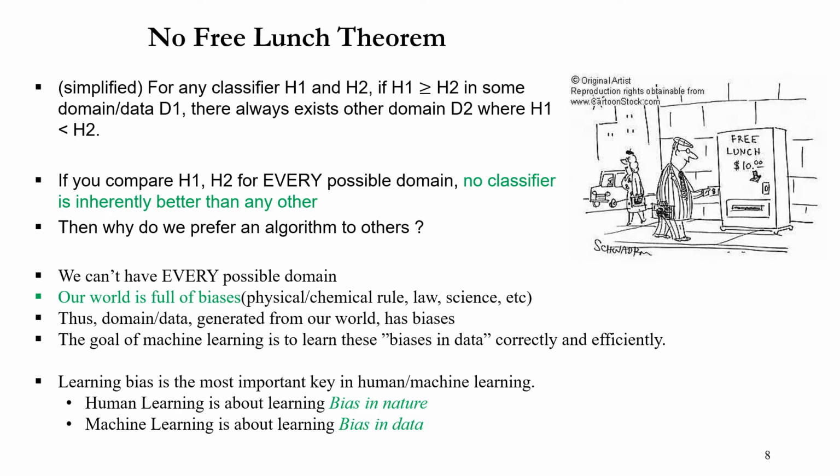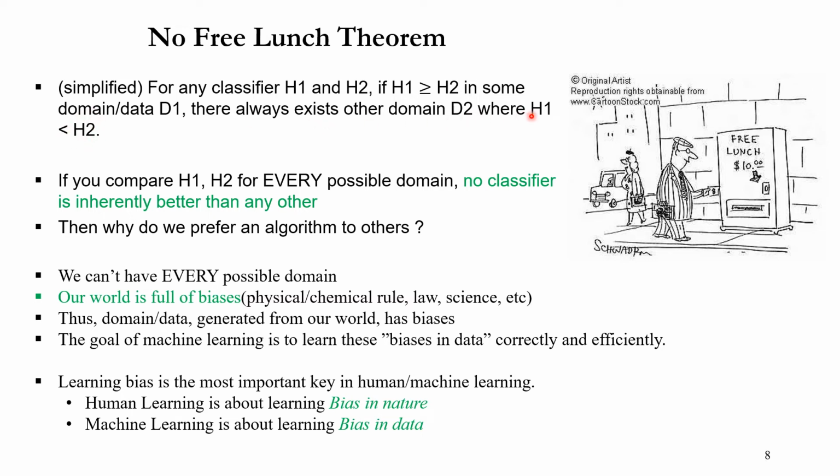There is an interesting theorem in machine learning called the no free lunch theorem. It goes like this. Suppose there are two classifiers H1 and H2. A classifier is a classification algorithm in machine learning. Let's say you have two arbitrary classifiers H1 and H2, and suppose H1 shows better performance than H2 in some domain D1. Domain is data. So H1 is better than H2 in some data D1. Then there is some other data D2 where actually H2 is better than H1.